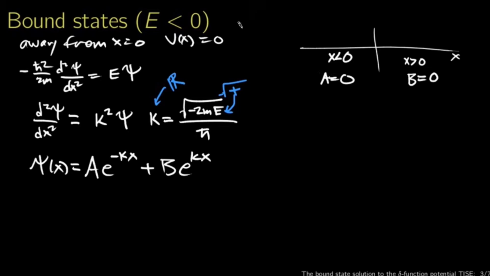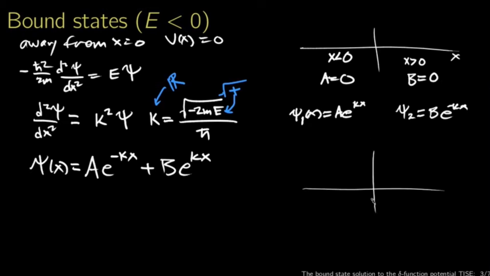What our overall solution will look like is, in region 1 here, psi 1 of x is going to be equal to a times e to the kx, whereas in region 2 our solution psi 2 is equal to b times e to the minus kx. So e to the minus kx over here, e to the kx over here. What our solution is going to look like overall is something like this and something like this, and we still don't know exactly what happens at the boundary. So let's figure out what actually happens at the boundary.